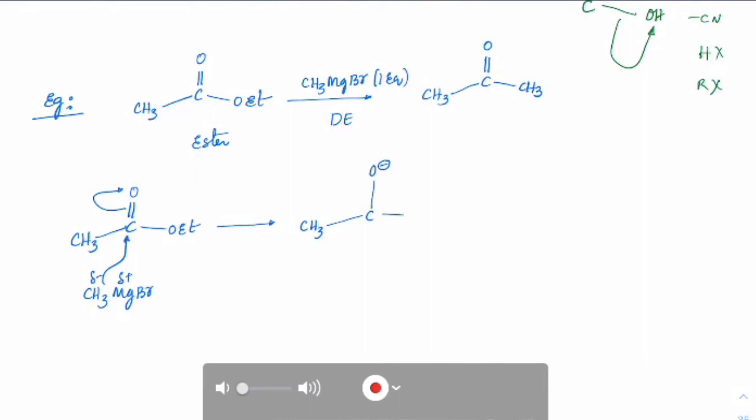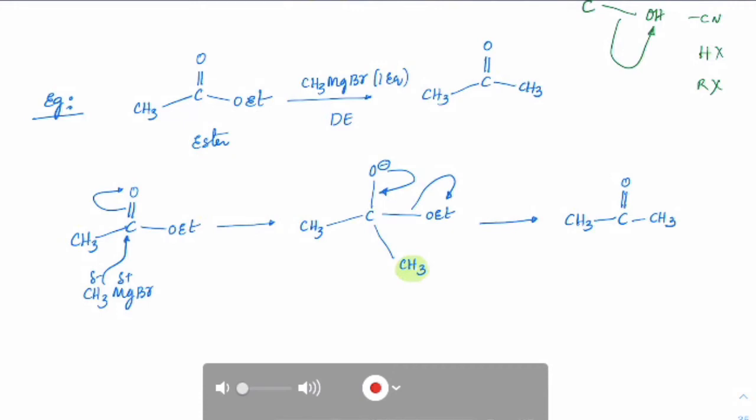Keep focusing on the language I'm using. This is the SNAE step. This is what happens. Now, when oxygen tries to close it as a double bond, which one is a better leaving group? Obviously R won't leave. Out of CH3 and OEt, the better leaving group is OEt only. So that's why we will get CH3 C double bond O and CH3.